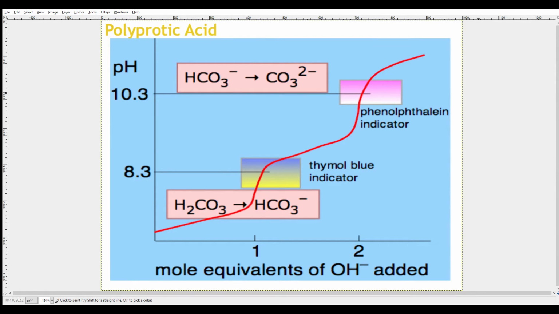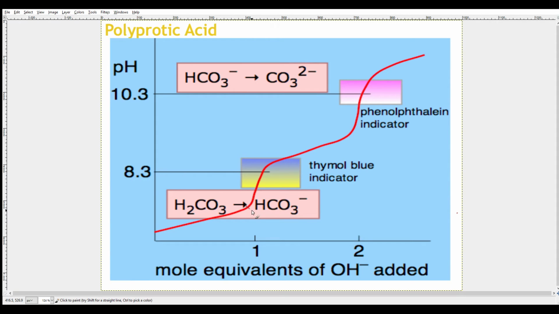So now we're going to move on to talking about indicators. So here's a polyprotic acid again. How many hydrogens are released on this one? You can count how many curves there are. There is one curve, and then here's the second curve. So there are 2 hydrogens that are released on this one, carbonic acid.